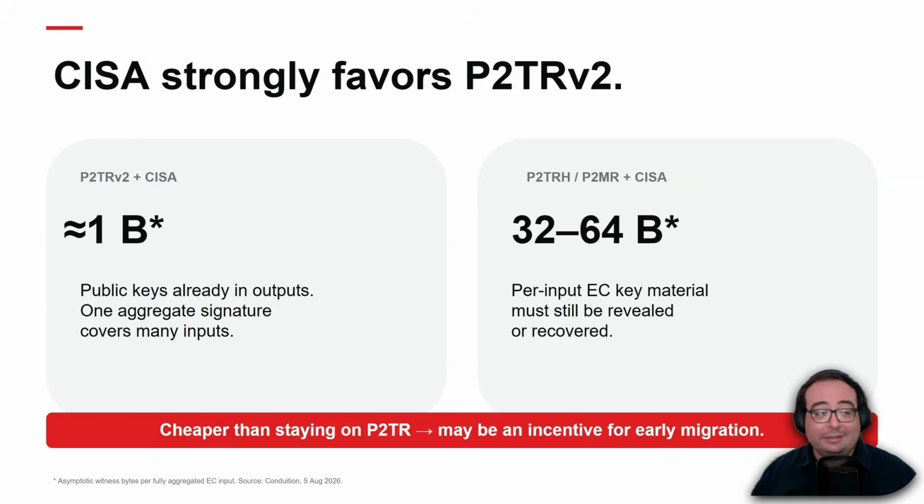So the idea here is that if you ship together CISA and P2Taproot v2, people might actually be very incentivized to do the migration. And this is a way to make this first step towards post-quantum resistance, post-quantum readiness, more realistic. Because you want people to start migrating in advance. You need to give them incentives. So that's something that works in favor of P2TRv2, because you don't get the same benefits from aggregation on P2MR or P2TRH. So this has to be taken into account.